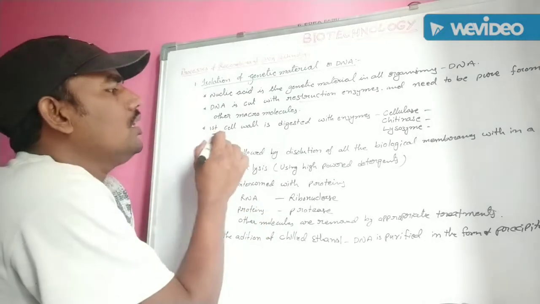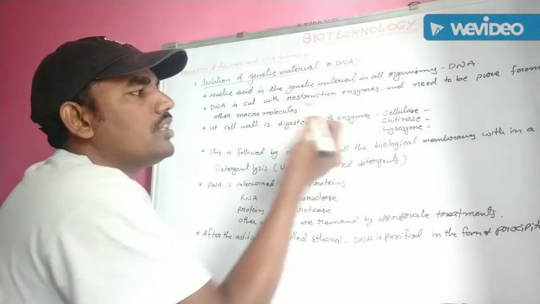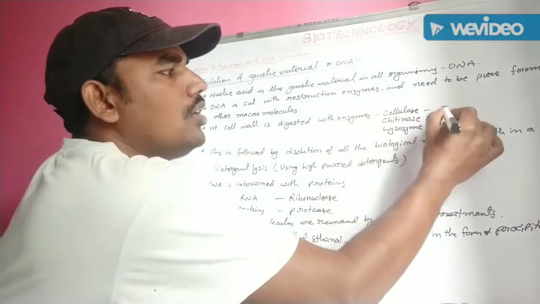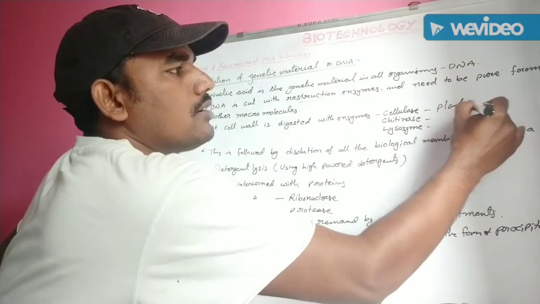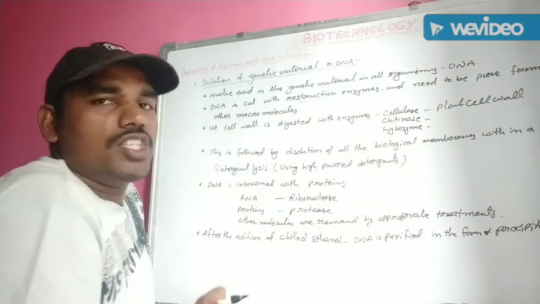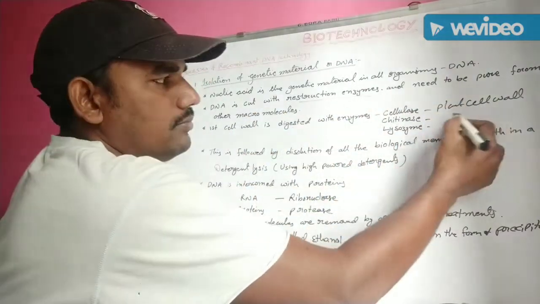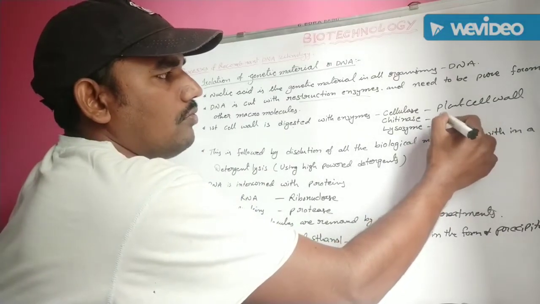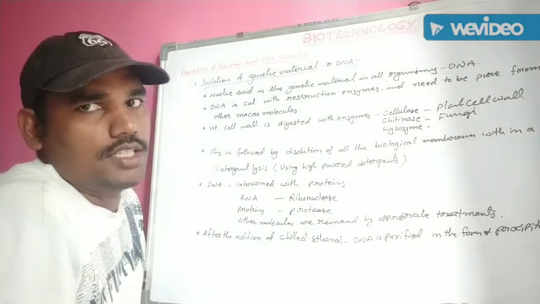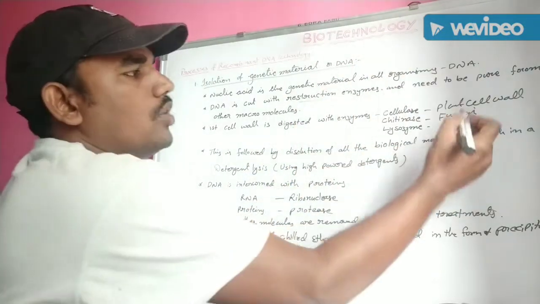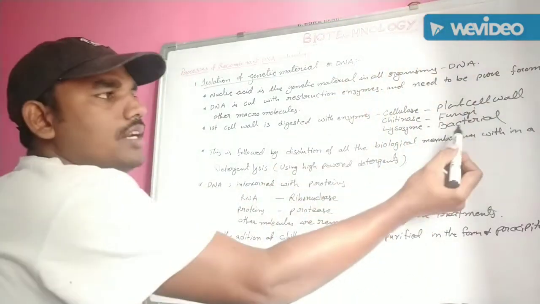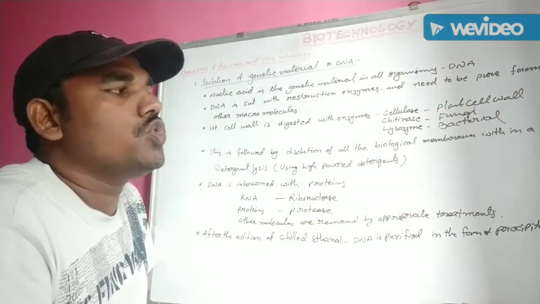So initially the cell wall is digested with some enzymes. Suppose the plant cell wall is digested with the help of the cellulase enzyme. Next one, fungi. The fungal cell wall is digested with the help of chitinase. Next one, bacterial cell wall. The bacterial cell wall is digested with the help of the lysozyme enzyme.